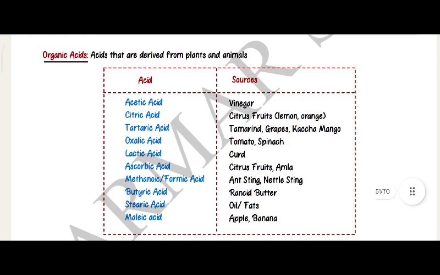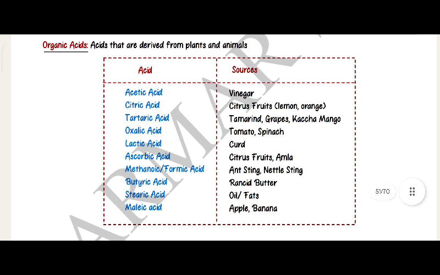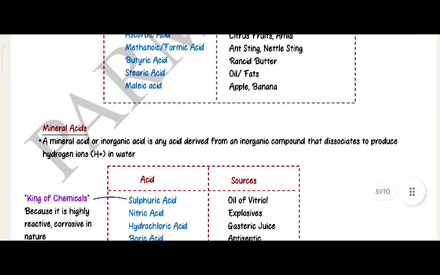Organic acids: acids that are derived from plants and animals. Acid and source: acetic acid, vinegar. Citric acid, citrus fruits, lemon and orange. Tartaric acid, tamarind, grapes, raw mango. Oxalic acid, tomato, spinach. Lactic acid, curd. Ascorbic acid, citrus fruits, amla. Methanoic acid or formic acid, ant sting, nettle sting. Butyric acid, rancid butter. Stearic acid, oil or fats. Malic acid, apple or banana.